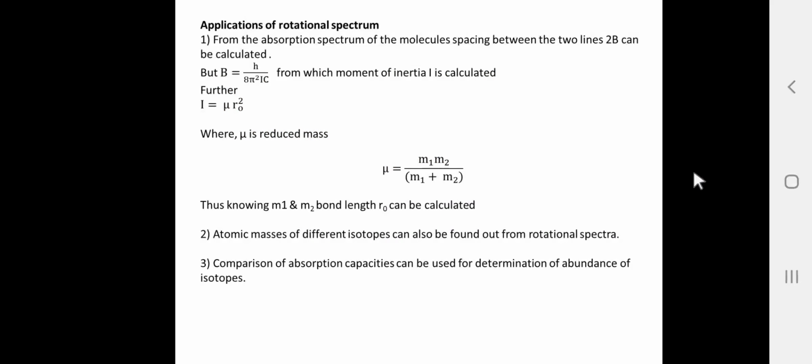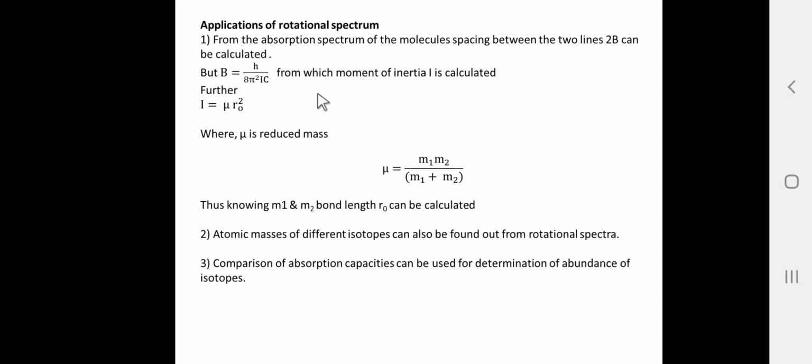Number 1 is the applications of the rotation spectrum. The first application: from the absorption spectrum of the molecules, the spacing between the two lines, which is 2B, can be calculated. Just as we have discussed, the spacing between the two lines in the rotation spectra is 2B centimeter inverse. From the spacing we can calculate B: spacing divided by 2 gives the value of B.